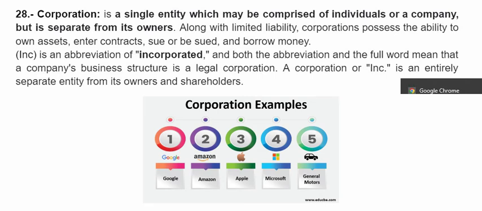Corporation is a single entity which may be comprised of individuals or a company, but is separate from its owners. Along with limited liability, corporations possess the ability to own assets, enter contracts, sue or be sued, and borrow money. Inc. is an abbreviation of incorporated, and both the abbreviation and the full word mean that a company's business structure is a legal corporation. A corporation or Inc. is an entirely separate entity from its owners and shareholders.